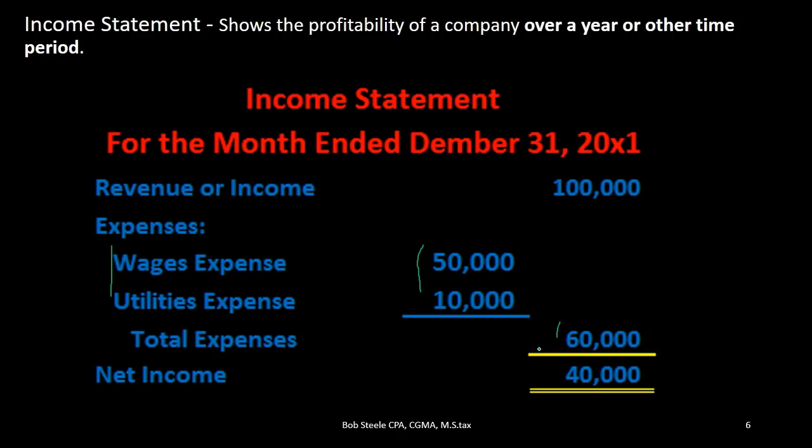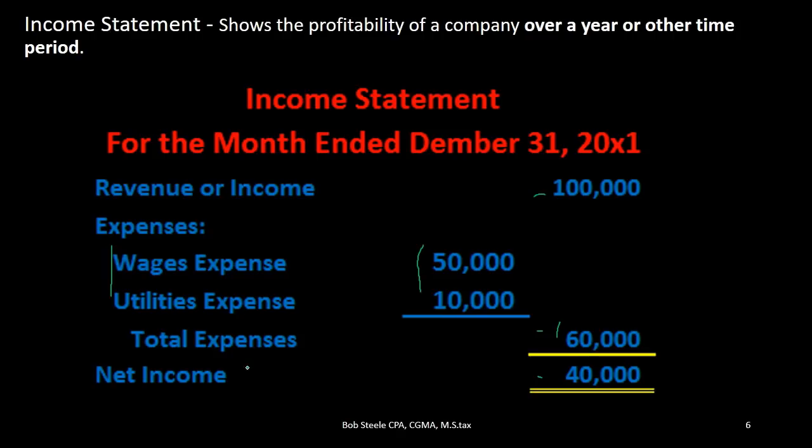Bottom line on the income statement will, of course, be net income, calculated as revenue minus expenses. So 100,000 revenue minus the 60,000 expenses gives us, in this case, net income of $40,000.